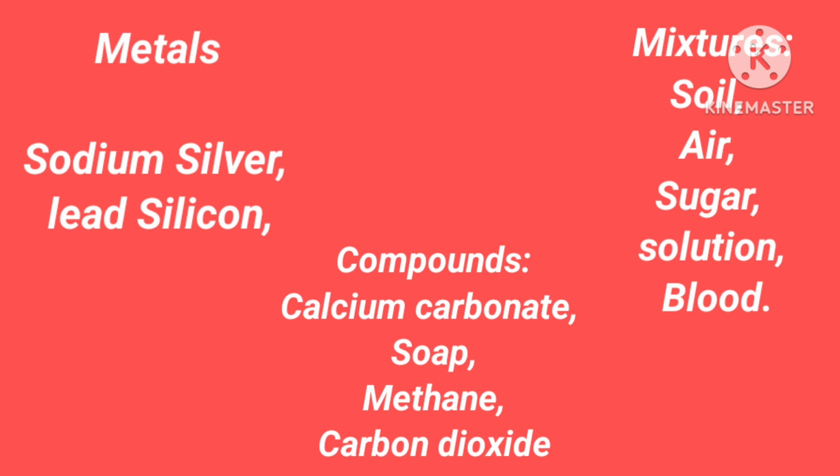Metals means sodium, silver, lead, silicon. Compounds are calcium carbonate, where calcium is present along with carbonate. Soap is a mixture of two or more, where mainly an alkaline component is present. Methane, CH4, where carbon as well as hydrogen is present. And carbon dioxide, CO2, carbon and oxide. Mixture means air, soil, sugar solution, blood, etc.